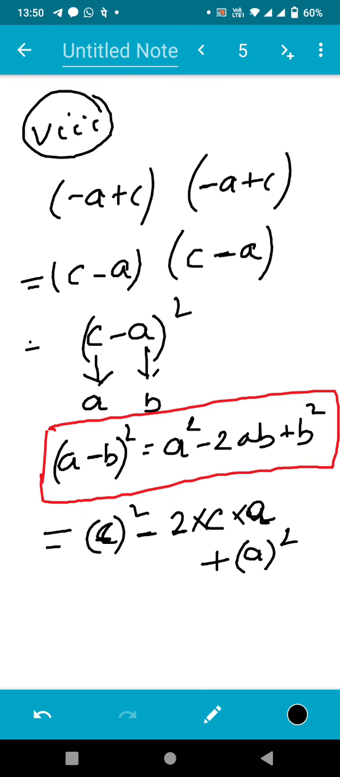So now what is c square? c into c is c square only. And if you multiply 2 into c into a, we'll get the answer as 2ca or 2ac. Whichever way you want to write, both are right. And a square means a square. If you multiply a 2 times, you will get the answer as a square. So this is the final solution of sum number 8, students.